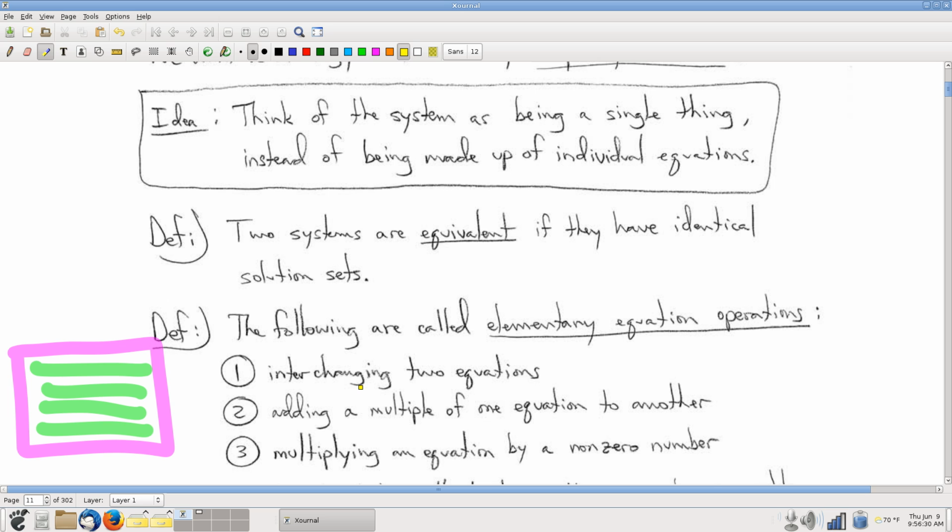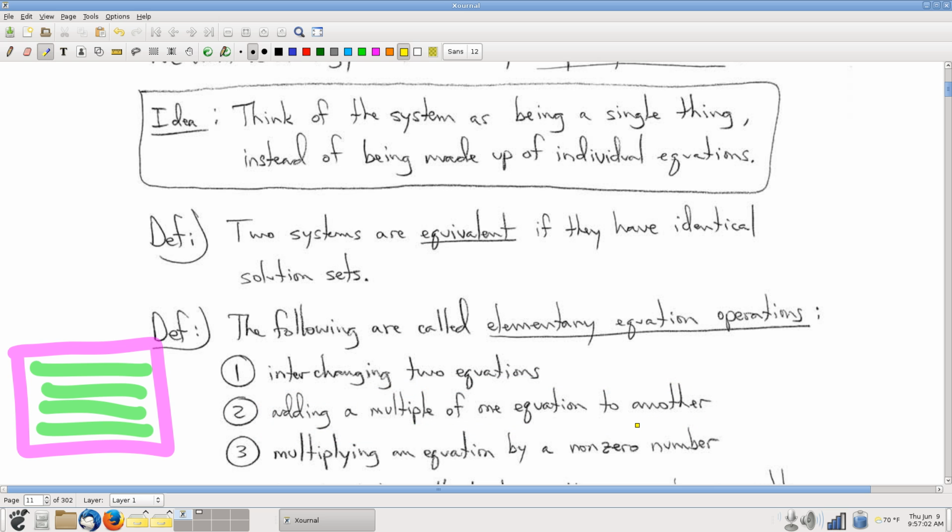Okay, next example. Adding a multiple of one equation to another equation. So I could take, for example, this equation here, and to that equation I could add 4 times that equation. Add that into that second equation. So, okay, well that's another thing that you could do. This is another elementary equation operation.